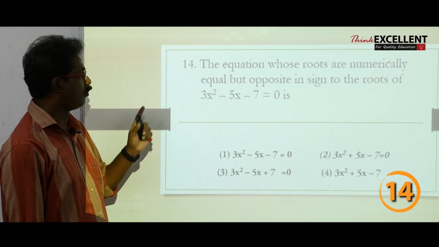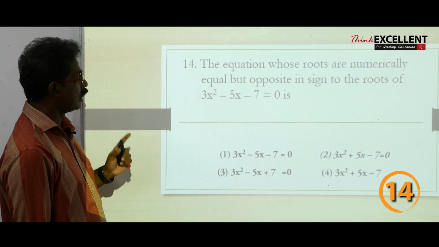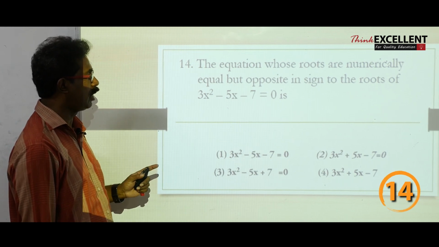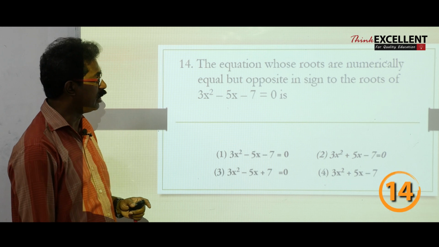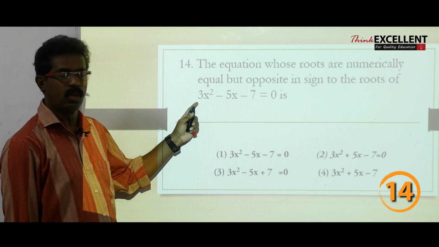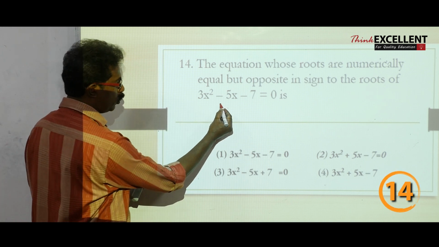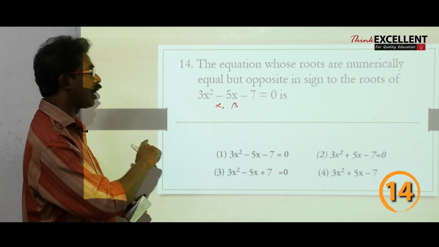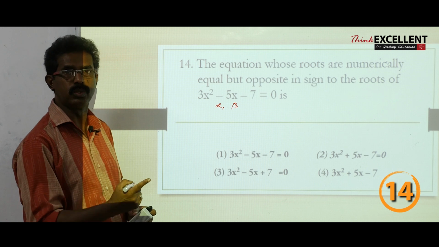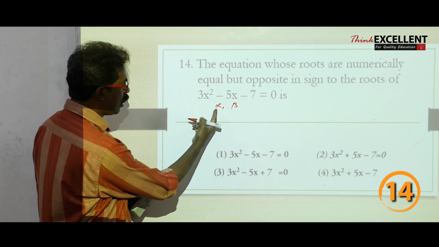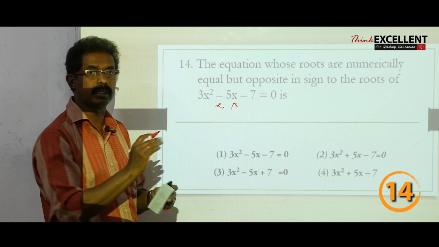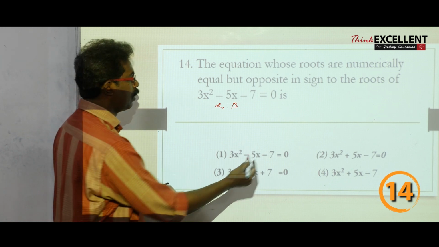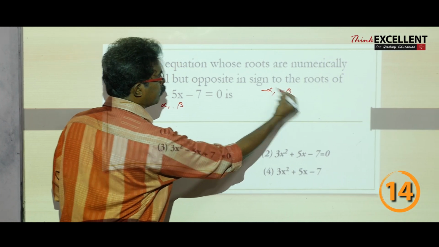Now, let us see the 14th question. The equation whose roots are numerically equal but opposite in sign to the roots of this one. One equation is given, we assume the roots as alpha and beta. You have to form another equation whose roots are numerically the same as alpha and beta, but they differ in sign. That means the roots of the new equation are minus alpha and minus beta.